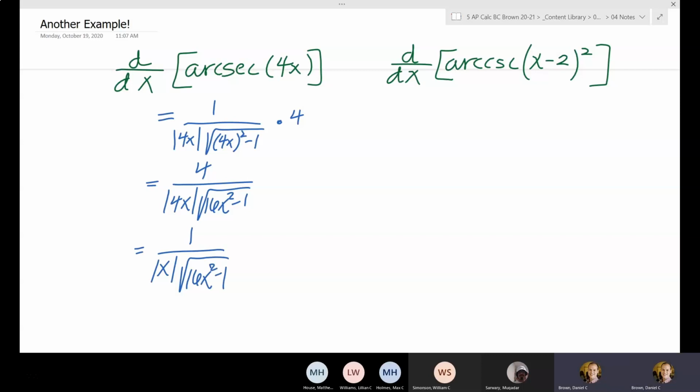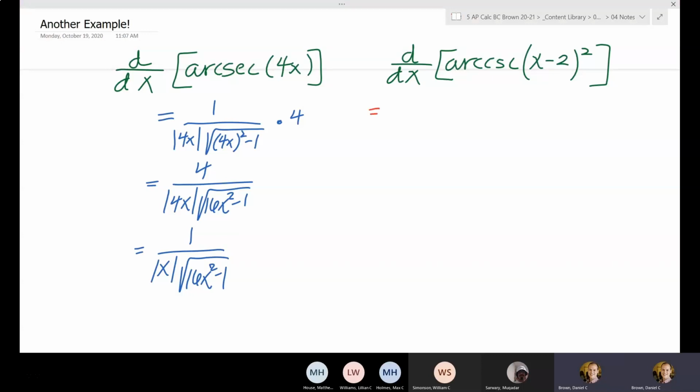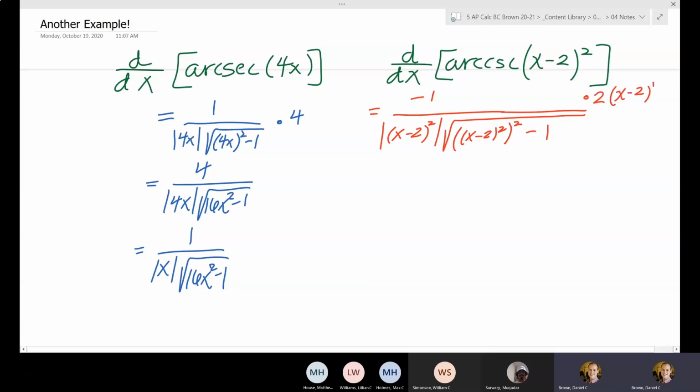And then the second one, arc cosecant, has a very similar formula, but it's just negative. So I have negative 1 over the absolute value of the inside times the square root of the inside squared, so I have the whole inside squared, minus 1 times the derivative of the inside, so 2 is going to come down in front, x minus 2 to the first power, chain rule again, but the derivative of the inside is just 1.